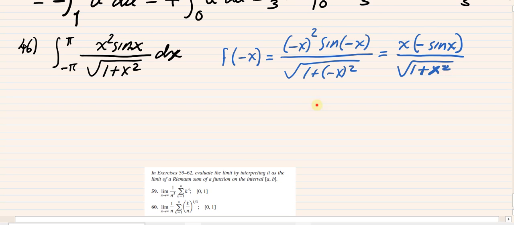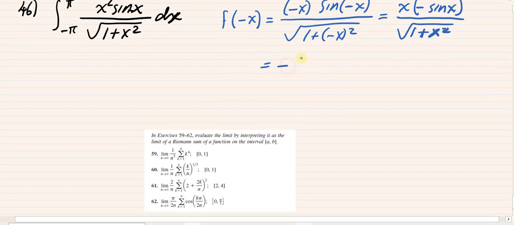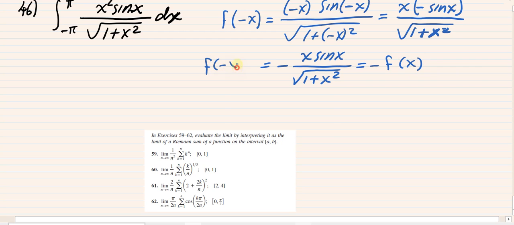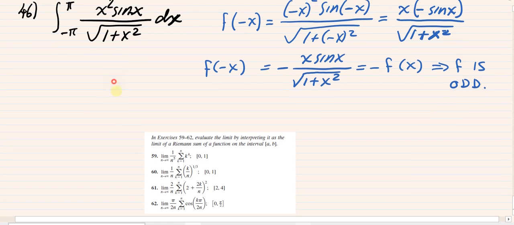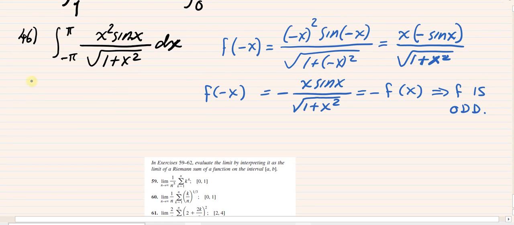Right? Now I can bring the negative in the numerator to the front, so this becomes negative x squared sine x divided by square root of 1 plus x squared. And this is negative f of x, right? So we just showed f of negative x equals negative f of x. That would mean it implies that f is odd. And remember, for an odd function, we had that part of that theorem, integral from negative a to a of f(x) dx is 0 if f is odd.